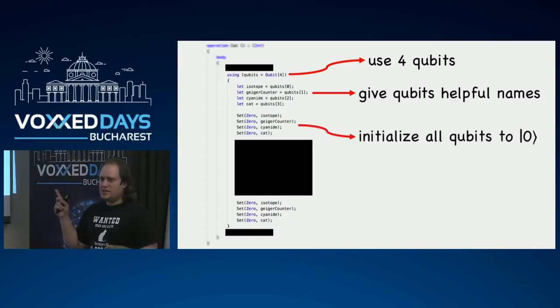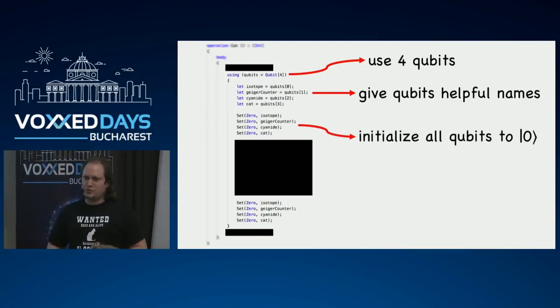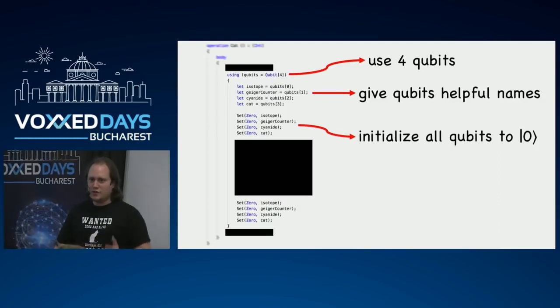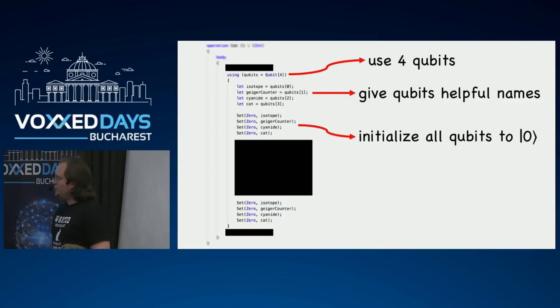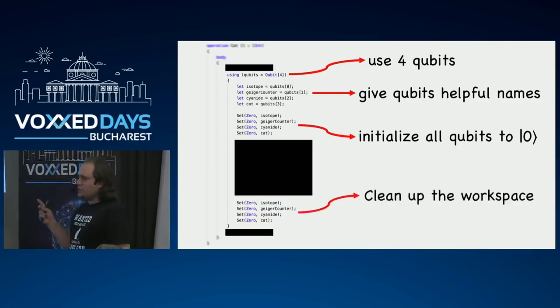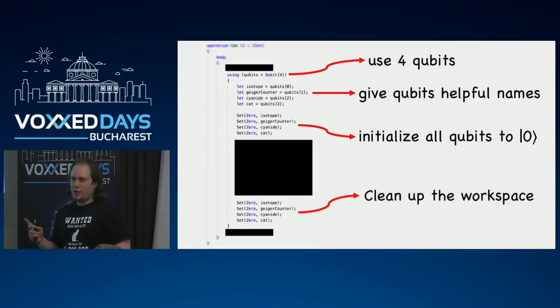Then we initialize them all to 0. The quantum experience did this for us. Everything was initially set to 0. Q# does not do this for us. We have to do it manually. And at the end, we're setting them back to 0.